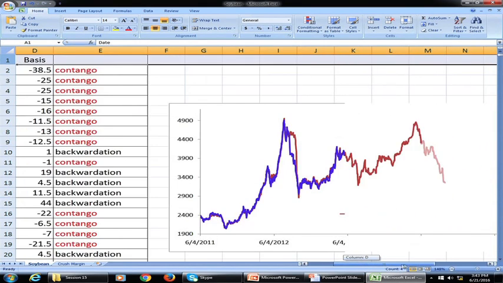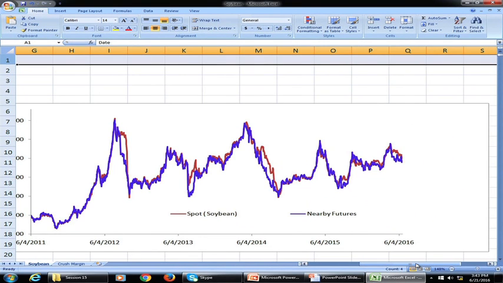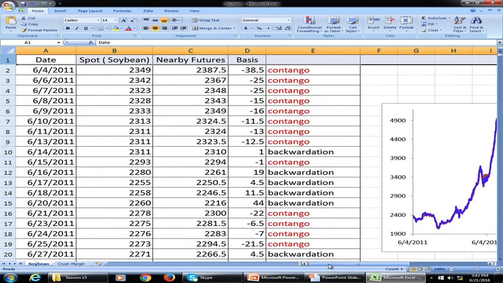And this is the graph which shows the spot and futures price relationship. If you can see, the spot price is the red line, and the nearby futures price is the blue line, and whenever spot is greater than the futures price, you have a backwardation, and vice versa.